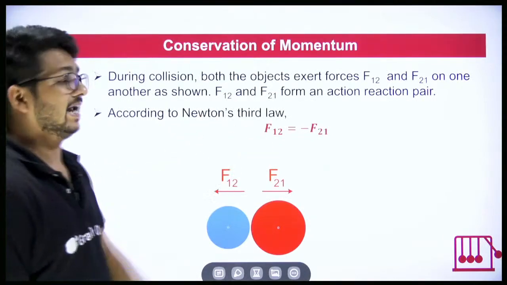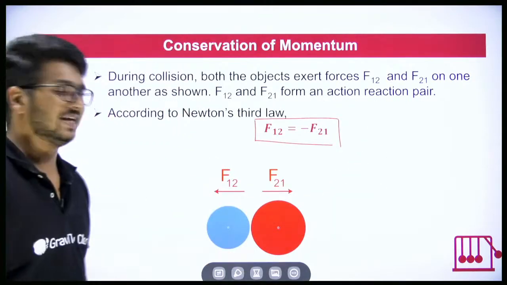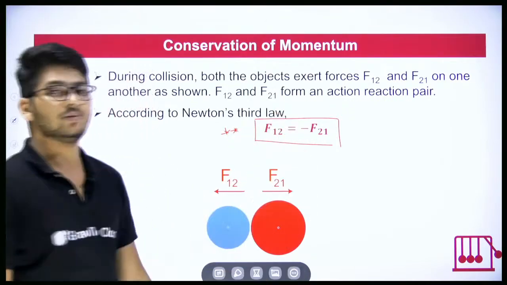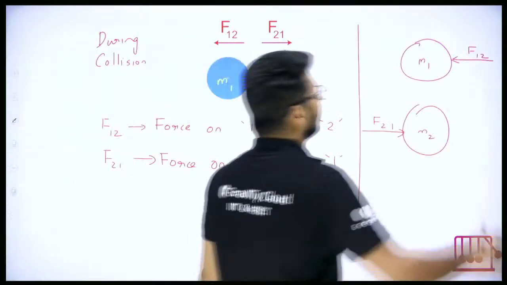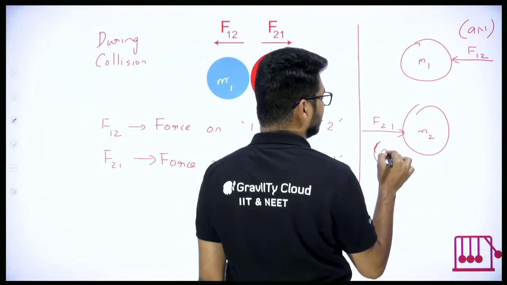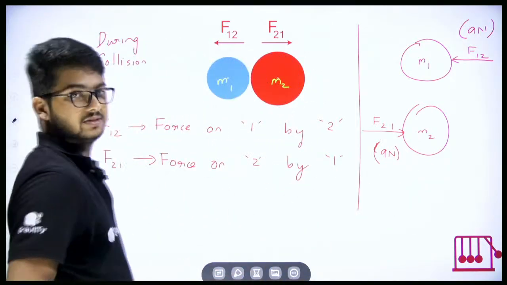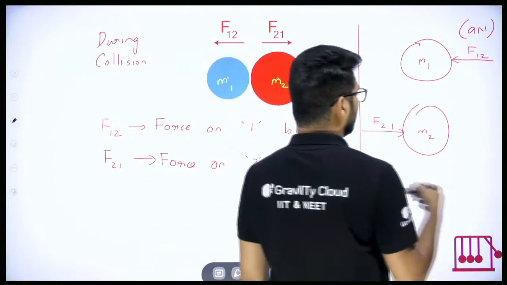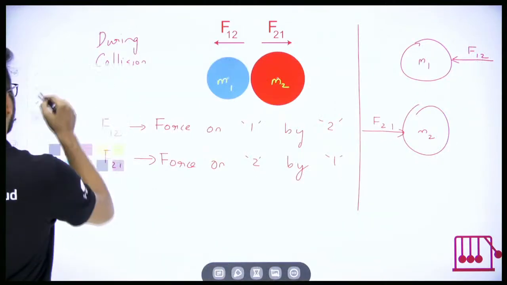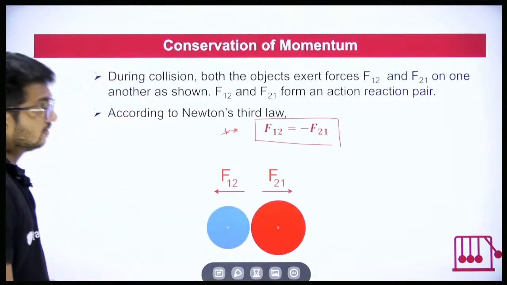You can see clearly that F12 is equal to minus F21. Why? Because of Newton's third law: they will be equal and they will be opposite. This is a very important step for the derivation. That means if F12 was 9 newtons, F21 will be how much? 9 newtons. They will be equal and opposite. That is the reason. Got it? Newton's third law. And you can clearly see they are opposite in direction: one is towards left and the other is towards right. Good? Okay, let's continue.